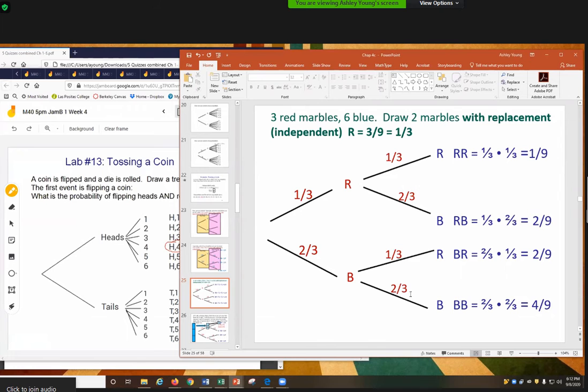Someone asked, how do you multiply fractions? You multiply the numerators, so 2 times 2 is 4, and you multiply the denominators, 3 times 3 is 9. So that's how you get the denominator. You take the numerators and multiply across, and you take the denominators and multiply across. That's how you multiply fractions.